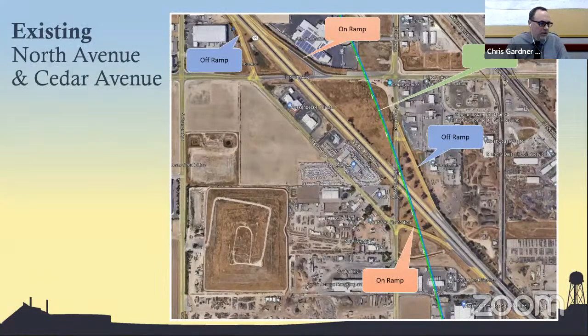Okay. Now we're looking at the North Cedar interchange. Get your bearings. You can see North Avenue. This is North Avenue, and over to the left we have Orange Avenue going from top to bottom. And over here we have Cedar Avenue.